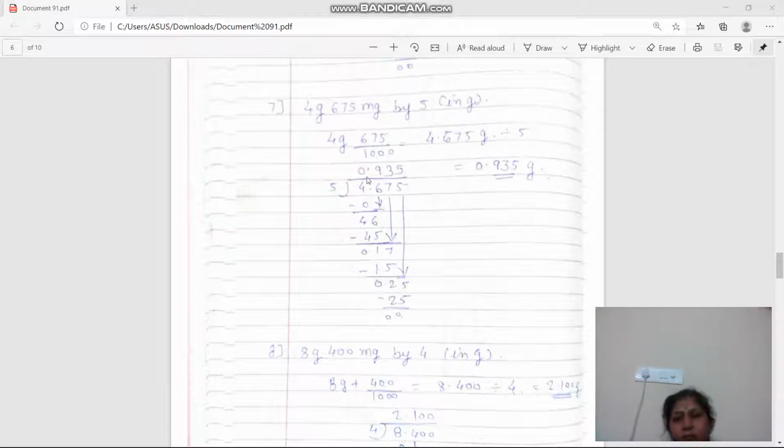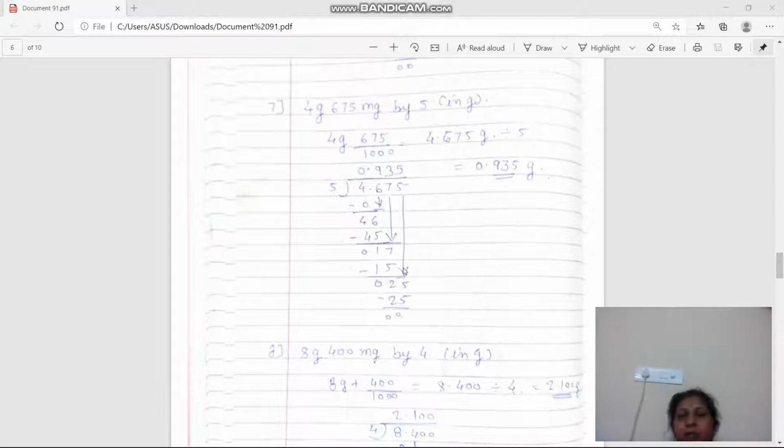We have to give first 0. Okay, give decimal here. 4 minus 0, 4. Then we have to take here 6. So 5 9s are 45. 6 minus 5, 1. 4 minus 4, 0. Now we have to take the next digit, that is 7. Okay, it becomes 17. 5 3s are 15. 7 minus 5, 2. 1 minus 1, 0.